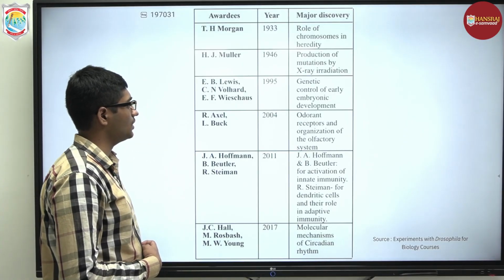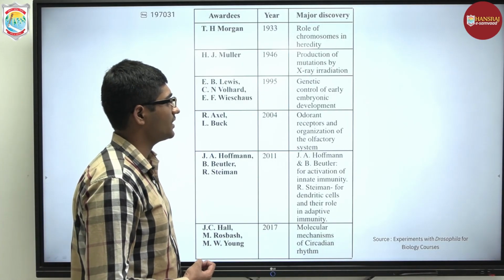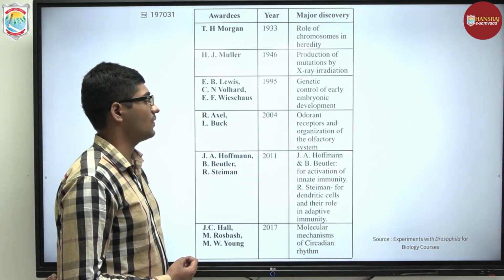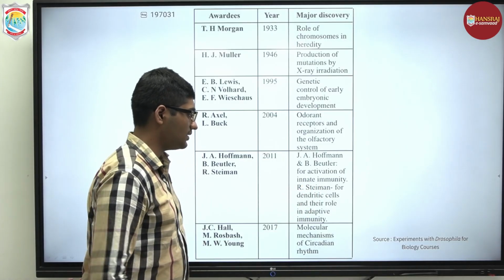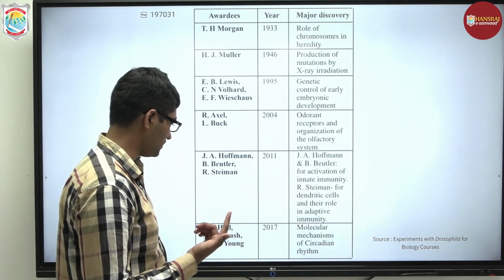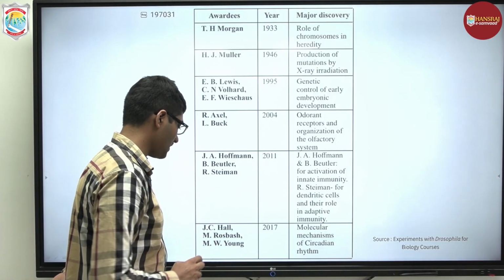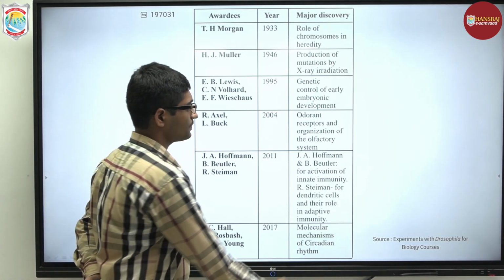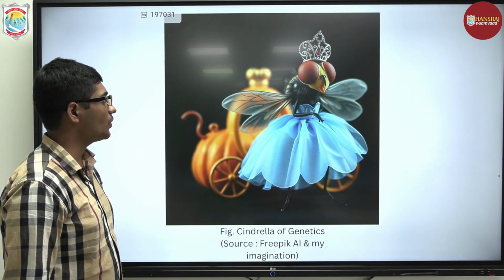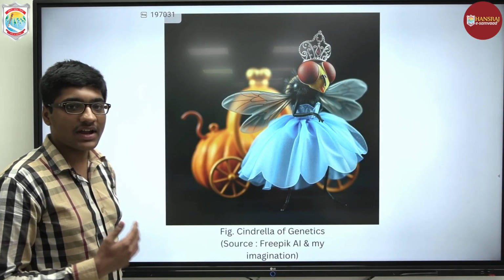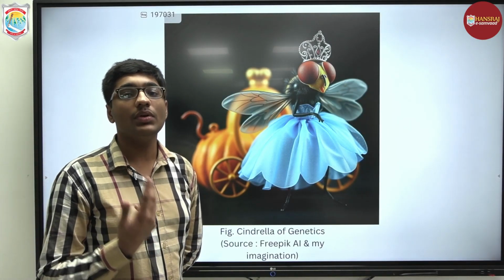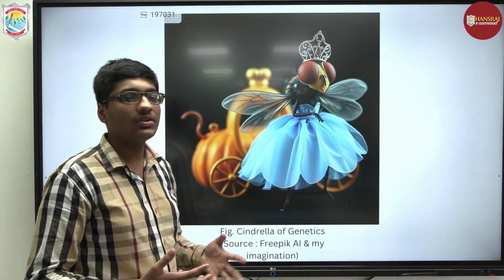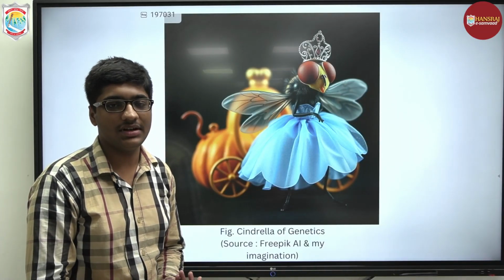In 2004, it was awarded to Axel and Buck for odorant receptors and the organization of the olfactory system. In 2011, Hoffmann, Beutler, and Steinman were awarded for activation of innate immunity and dendritic cells and their role in adaptive immunity. The latest one, 2017 only, Hall, Rosbash, and Young, were awarded for their studies on the molecular mechanism of circadian rhythms. Okay. So by this image, I want to convey that fruit flies are said to be the queen of genetics or the Cinderella of genetics. That implies that if you study genetics, Drosophila has a very great place.